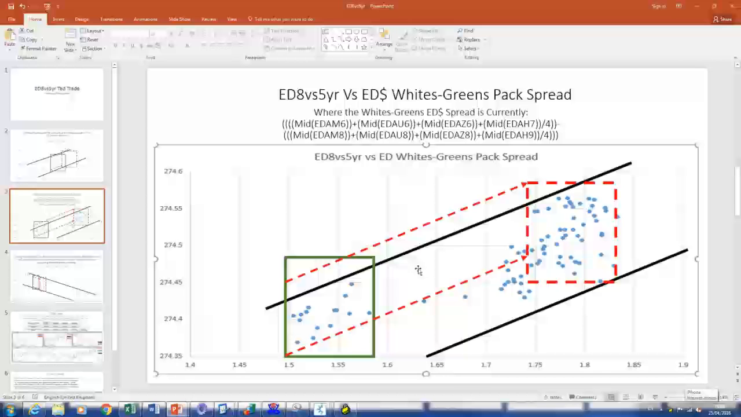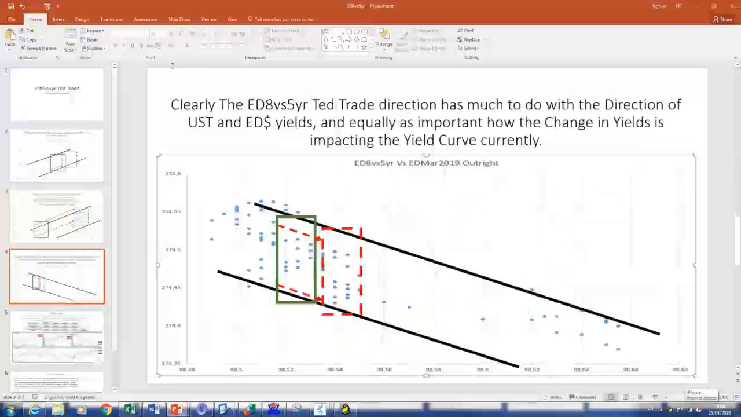Okay, so what I've done here is put this green box, said, right, if it's trading 1.5 to 1.6-ish, and it moves up to 1.75 on the whites greens pack spread to 1.85, you will start to see, or you will relocate in the Eurodollar or the 5-year TED spread. It will trade higher, right? Whether you're short or not. And so let's move on to the next one.